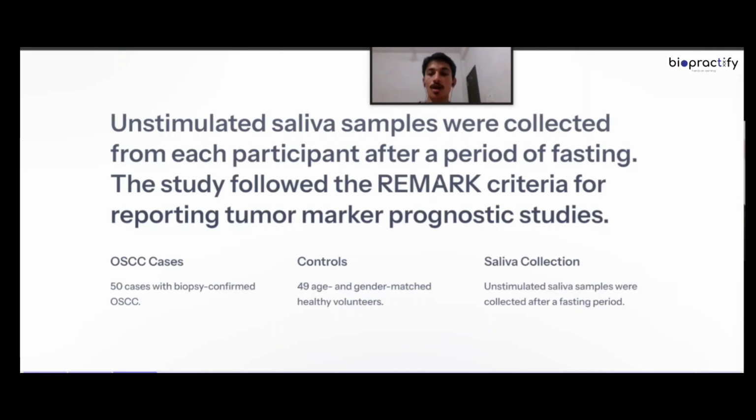In this case, 50 cases with biopsy were confirmed, and in the control group, 49 healthy volunteers were taken, which had the same age and gender matched with the 50 confirmed cases. And the saliva collection was, sorry, the saliva collection was unstimulated saliva samples, which were collected after a fasting period.